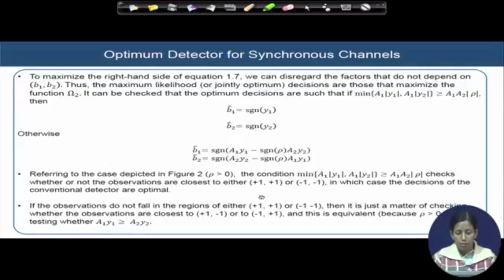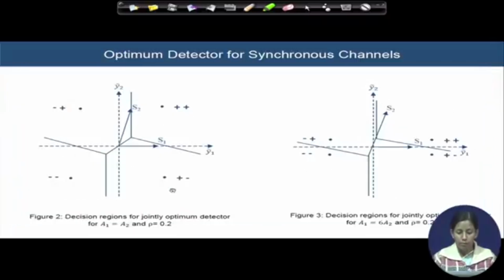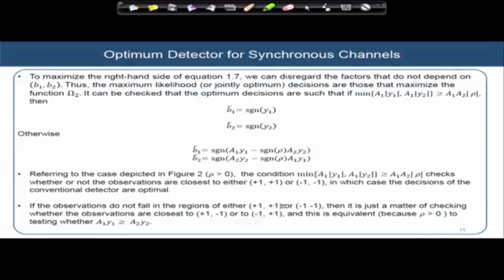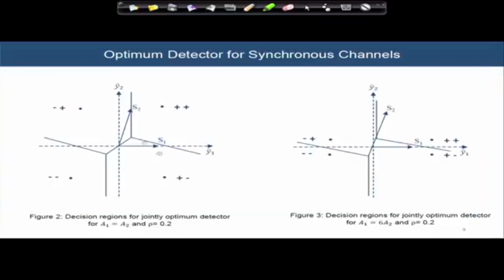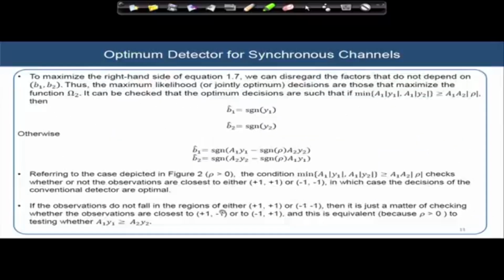So, think of a situation, referring to figure number 2, where my rho value is greater than 0. The condition that the minimum value of a1 mod y1 and a1 mod y2 is greater than or equal to this checks whether or not the observations are closest to either +1 or -1. So, basically it is trying to see whether you are in this zone or close to this zone. In which case, the decisions of the conventional detectors will be optimal.